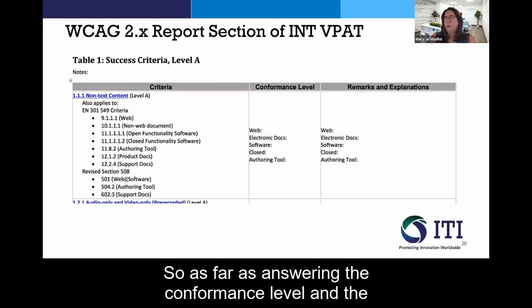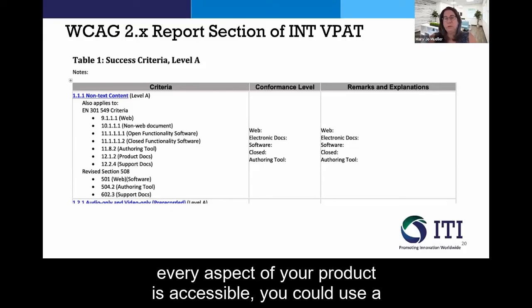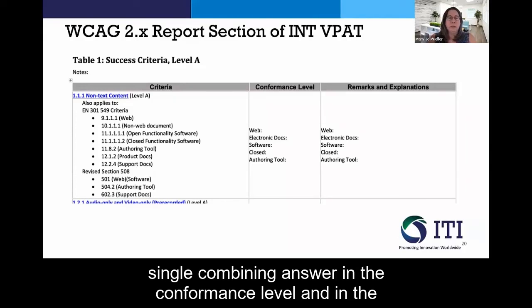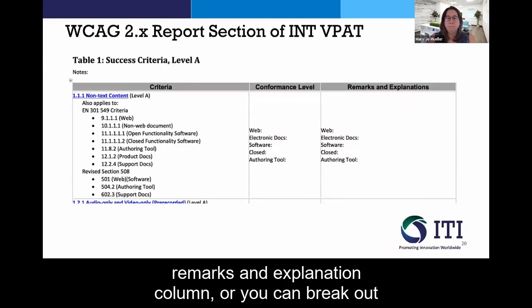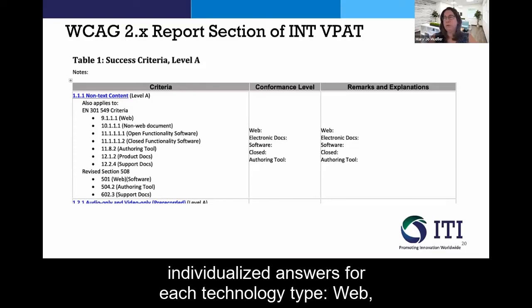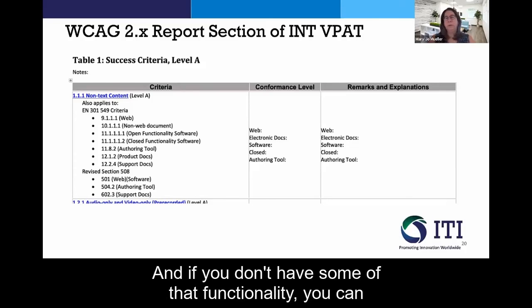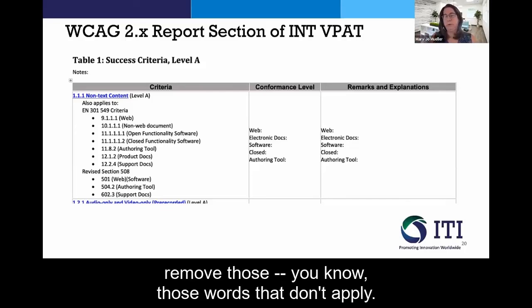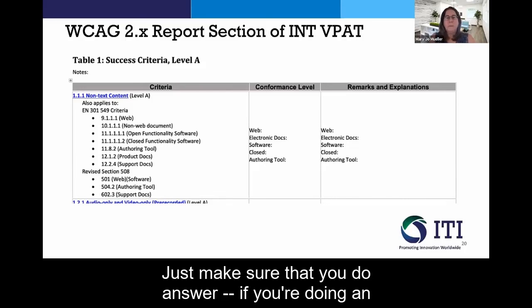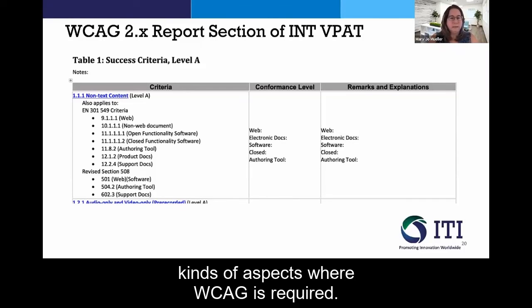So as far as answering the conformance level and the remarks and explanations for this in the WCAG table, if every aspect of your product is accessible, you could use a single combined answer in the conformance level and in the remarks and explanation column. Or you can break out the different aspects of the product with more individualized answers for each technology type: web, electronic documentation, software, closed functionality software, or authoring tool. And if you don't have some of that functionality, you can remove those words that don't apply. Just make sure that, if you're doing an international version or 508, you answer for those kinds of aspects where WCAG is required.